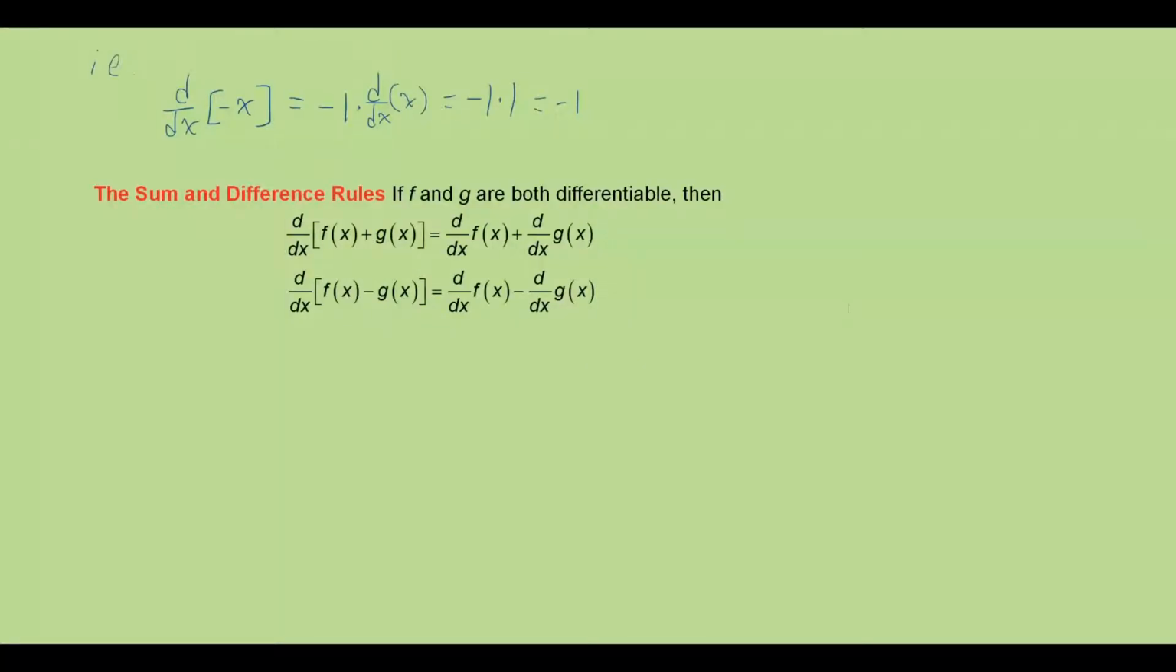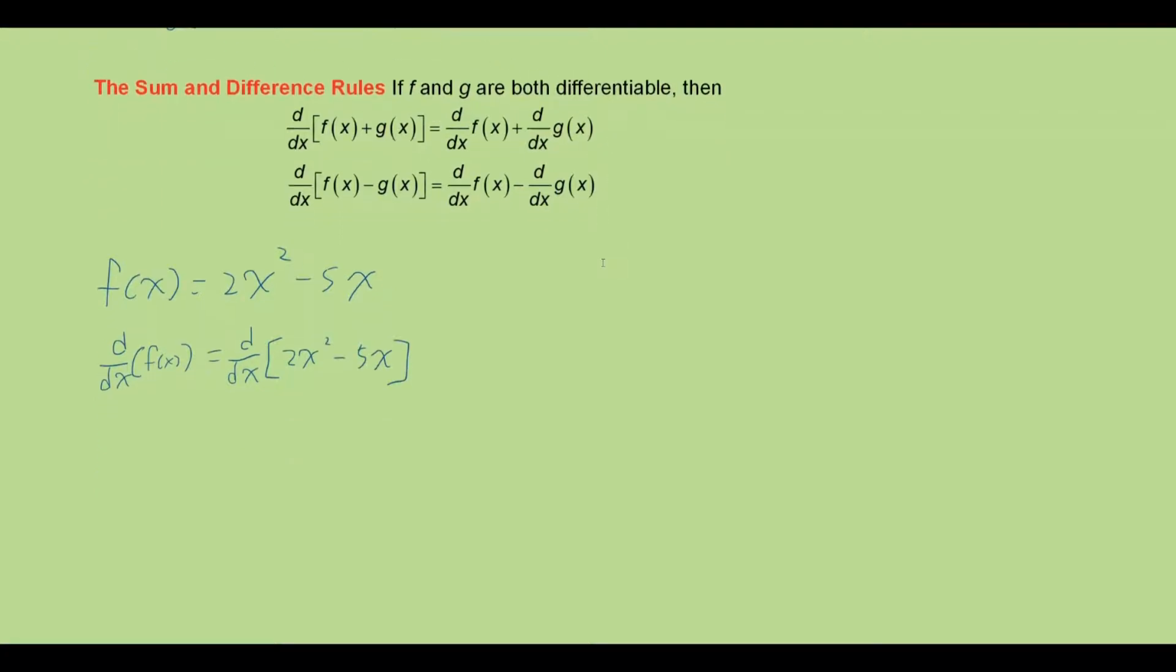All right, next we have the sum and difference rule. When we want to take the derivative of a sum of functions or a difference of functions, you can just take the derivative separately. So let's do an example. f of x is 2x squared minus 5x. Let's say I want to take the derivative of the function f of x. That is the same thing as saying we want to find the derivative of 2x squared minus 5x.